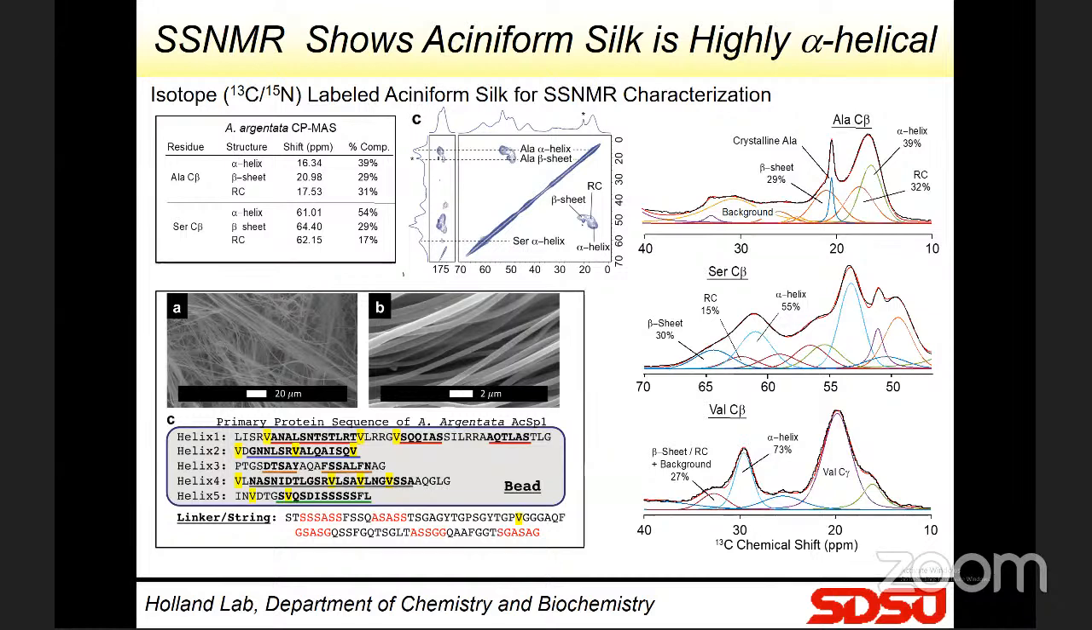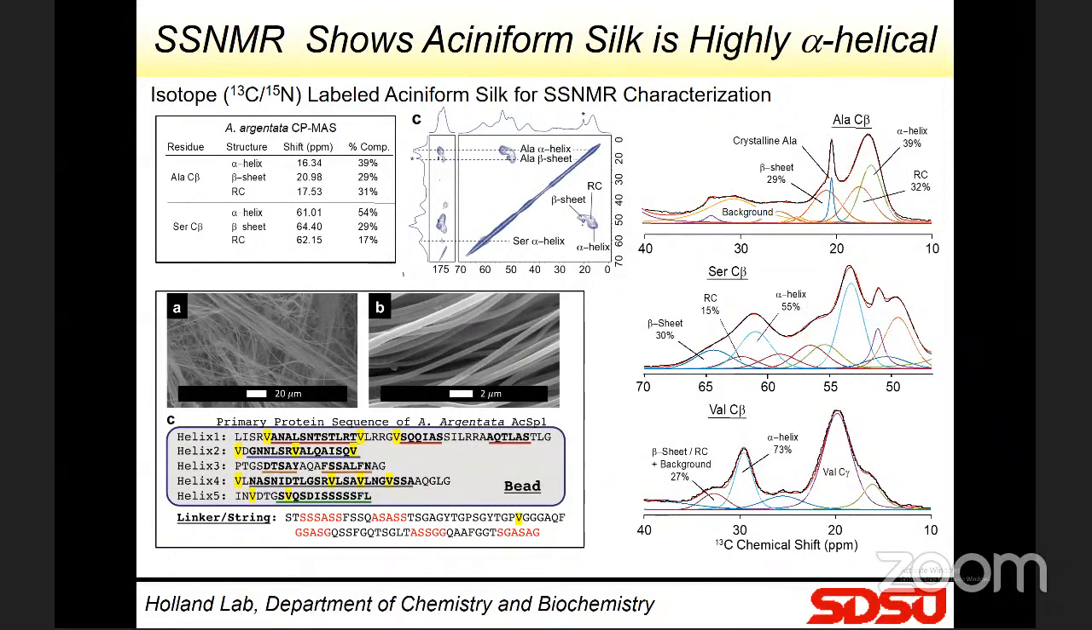And what we found with our initial solid state NMR studies is that the silk is highly alpha helical with a low beta sheet content. And so this is unique for a silk in general. Silkworm silk from Bombyx mori is high in beta sheet. The dragline spider silk is high in beta sheet. The tubuliform silk, which is what the spider constructs its egg cases from, is high in beta sheet. So this silk is actually high in alpha helices.